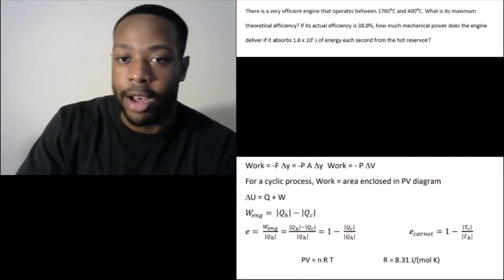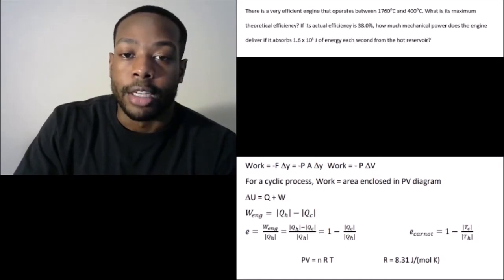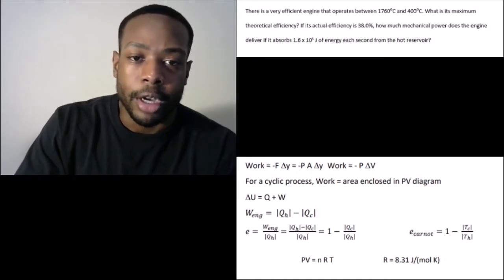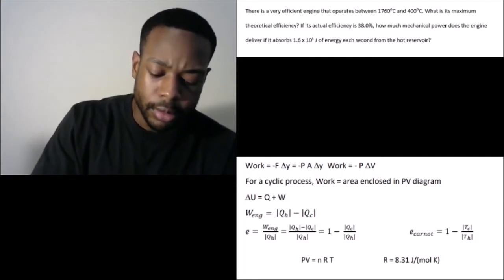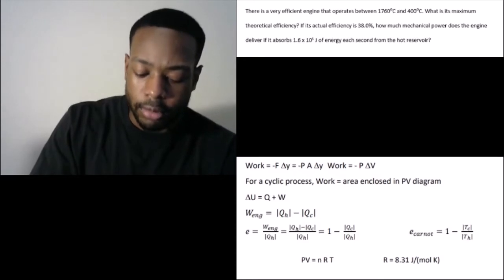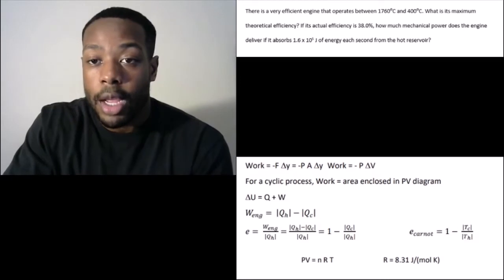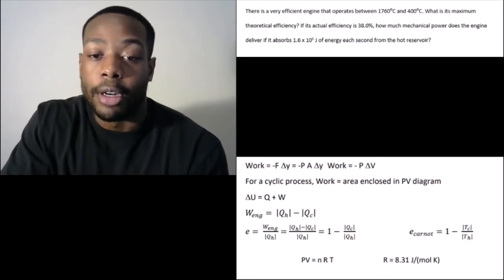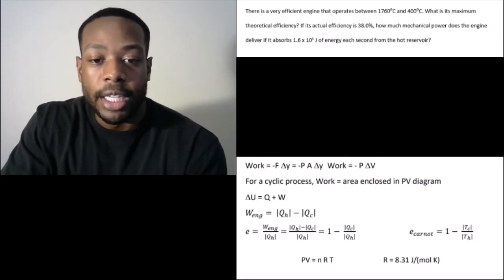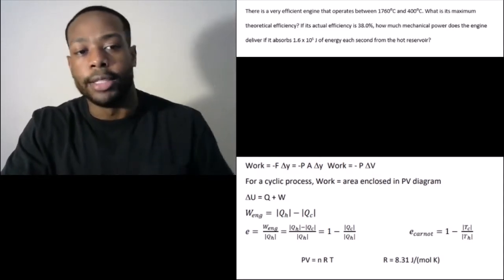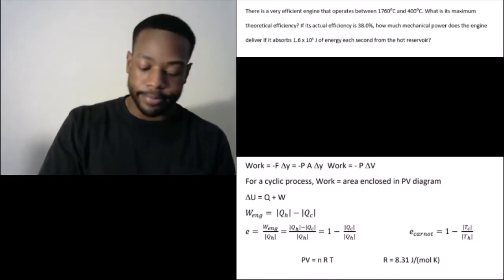Let's actually write this down. So efficiency is 38%. It absorbs 1.6 times 10 to the 6. We're going to call that QH. What power, right? So essentially we're just going to find the work. So efficiency equals work over QH. Okay, yeah, this is QH. So we're going to use the efficiency equals work over QH formula.